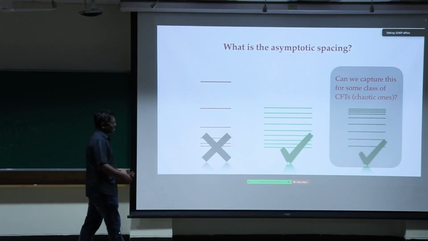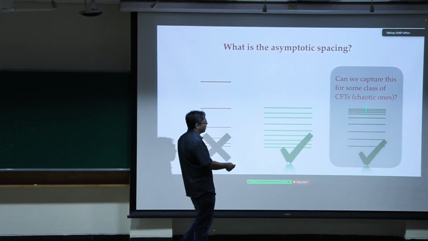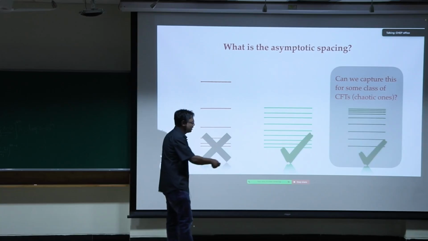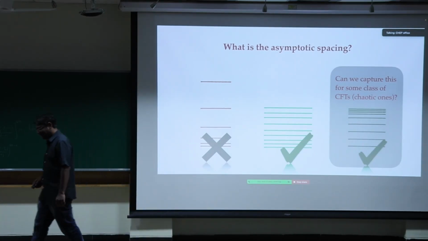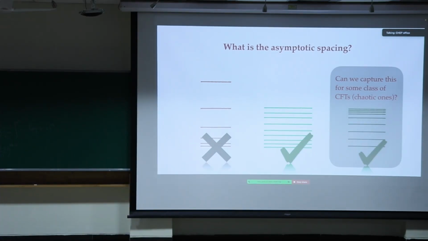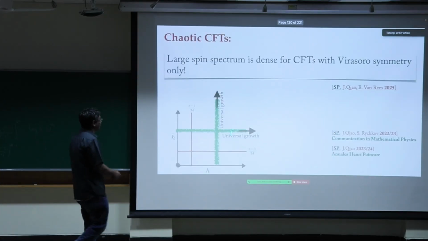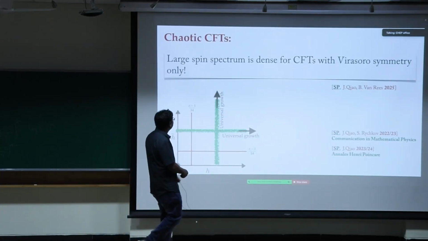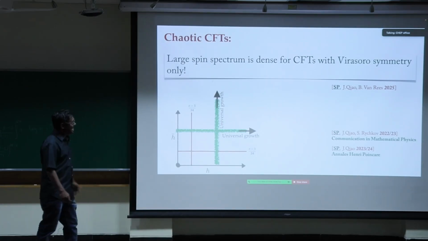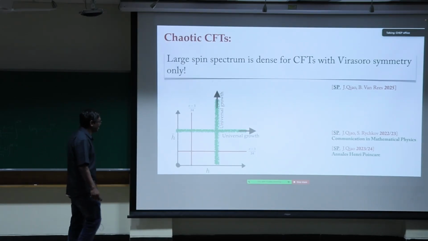And then the next question we ask is, can we capture this for some class of CFTs, whether we can distinguish between these two? And the answer is yes, we can distinguish. And again, as I said, the paper came out this morning, and we can show with Balt and Jashin that the large spin spectrum is dense for CFTs with Virasoro symmetry only.